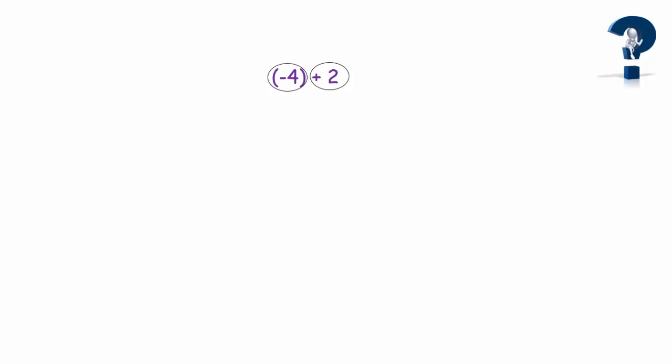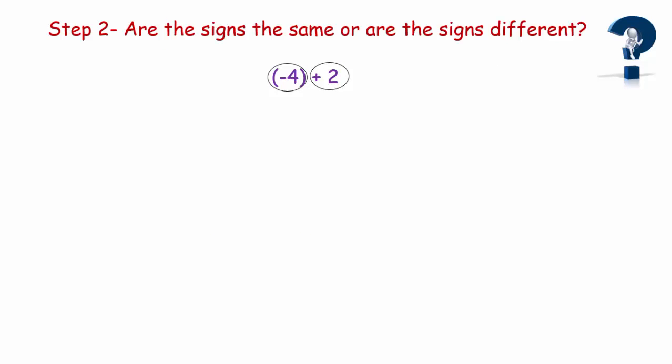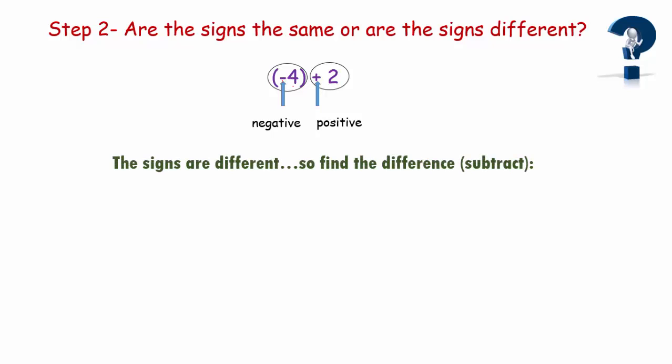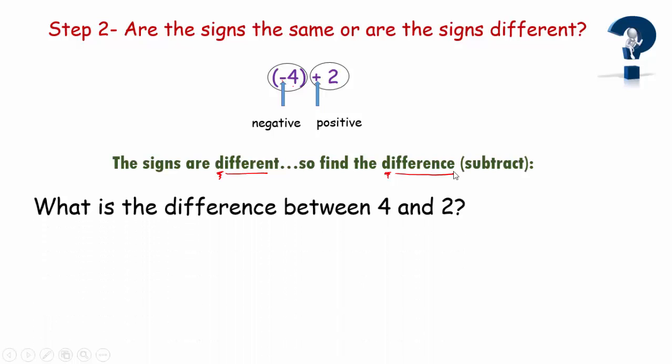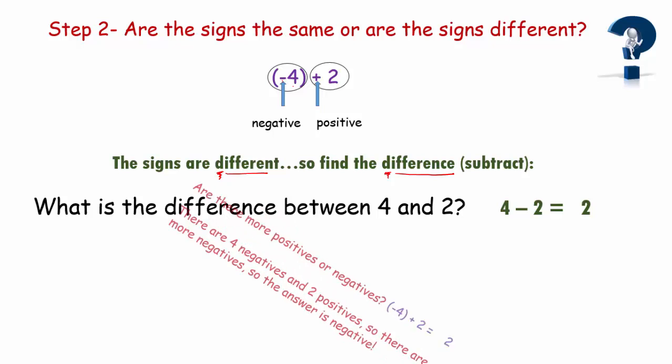Then you try to determine, are those signs the same or are those signs different? If I look in front of the 4, that's a negative. If I look in front of the 2, that's a positive. Those signs are definitely different. The signs are different, so I find the difference. We try to use the D with the D. Different, so you find the difference. I believe it's called alliteration. We're going to subtract. What's the difference between 4 and 2? The difference between 4 and 2 is 2. So if the signs are different, you find the difference.